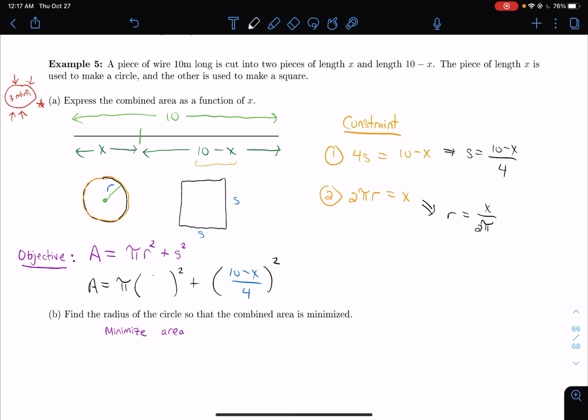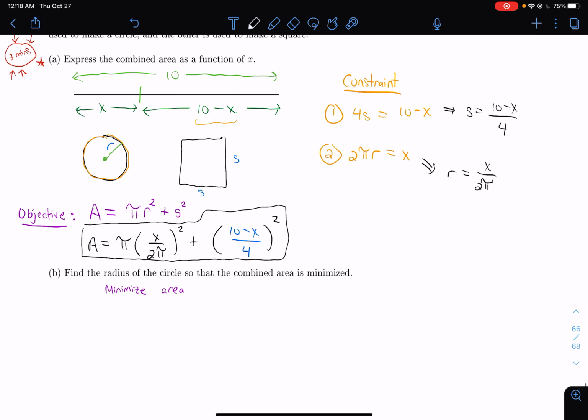I'm going to plug that in. I get x divided by 2 pi, that is r. And at this point, I got the area as a function of x. That's what it wanted in part A. So part A was basically saying, let's just break the problem down a bit. I'm going to just get the objective.